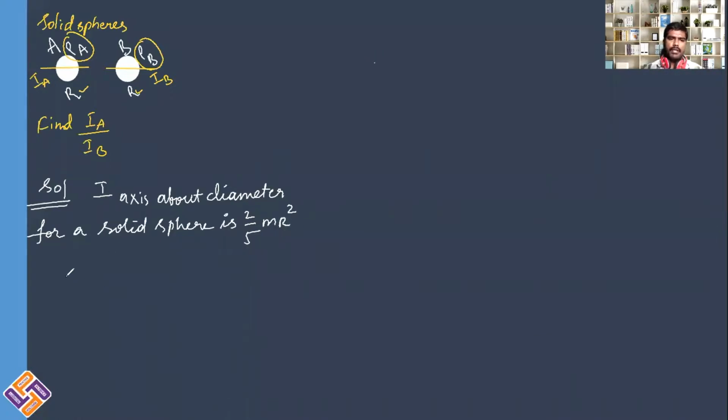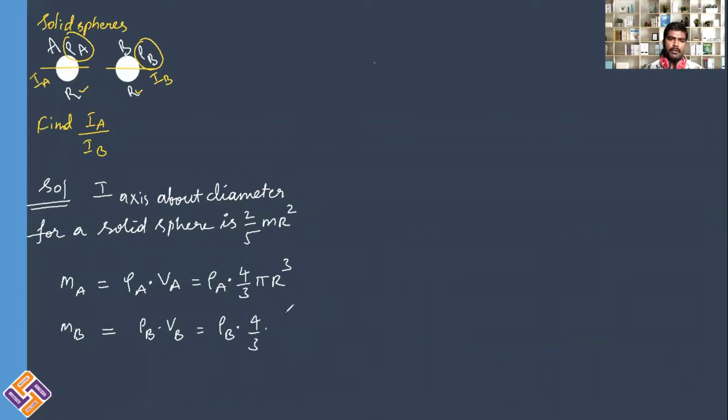Therefore, first I should calculate mass of A. Mass of A is equal to density of A into volume of A. Mass of A is equal to rho A, volume of A is equal to 4 by 3 pi r cube. Mass of B is equal to rho B into volume of B. It is rho B into 4 by 3 pi r cube, because radius of both the spheres is identical. So for both I am taking radius r.